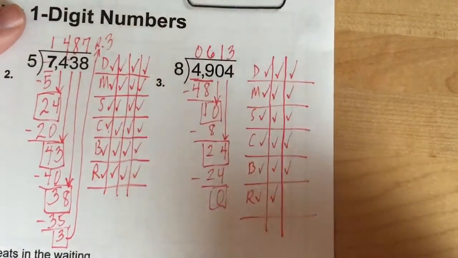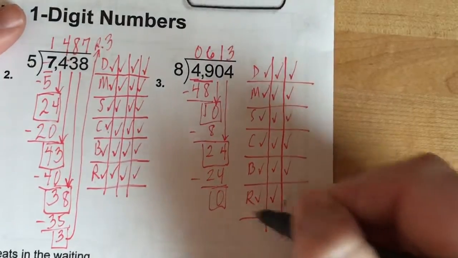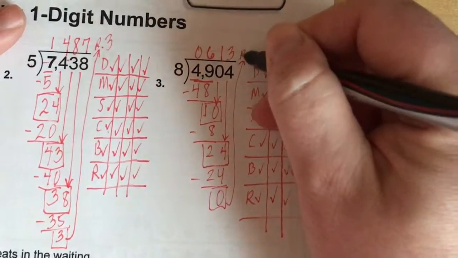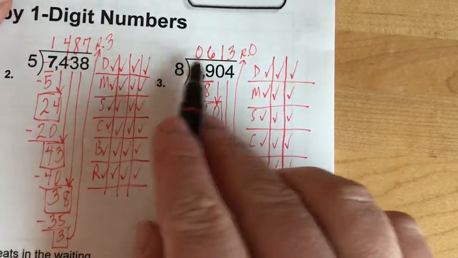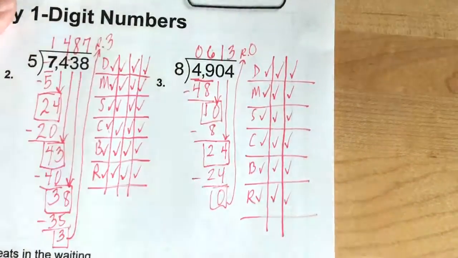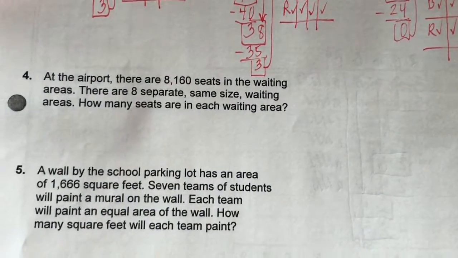Nothing to bring down, but we will box it. And we're all done, and we have a remainder of 0. So we have a total, sharing with 8 kids, and that's how many each kid gets, with nothing left over for me to eat. All right, so now we're on to these word problems.